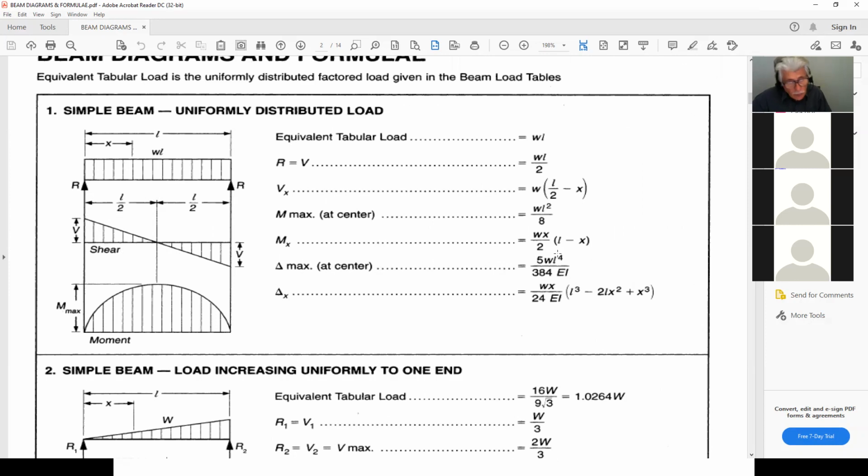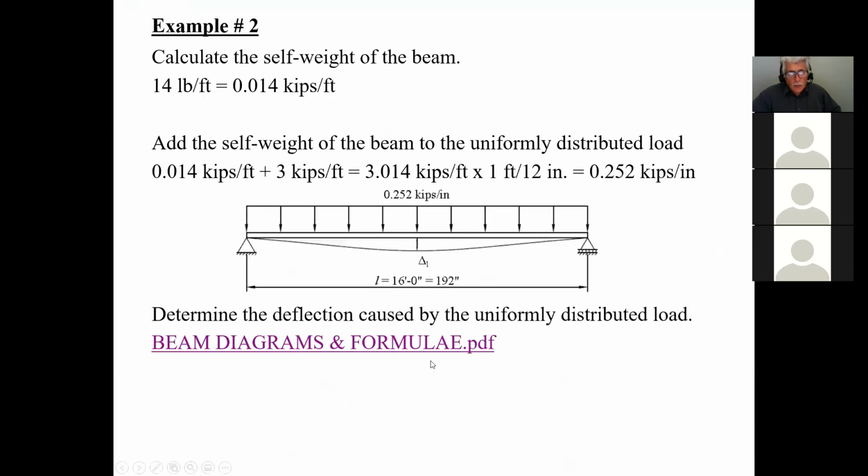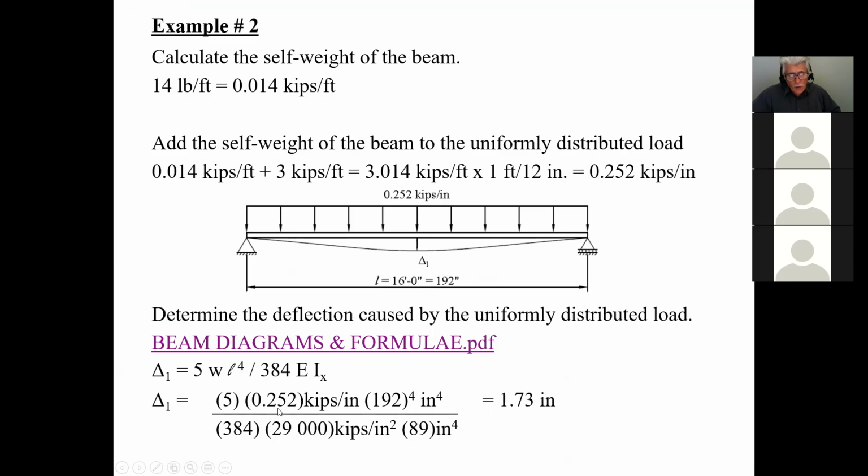That doesn't change whether you're doing it in metric or imperial. You just have to be careful about your units. So I'm going to use exactly the same equation: 5WL to the fourth over 384 EIx. Now, again, guys, you just check. Inches to the fourth cancels inches to the fourth, inches cancels inches, and therefore we get inches. So we're in the right units.